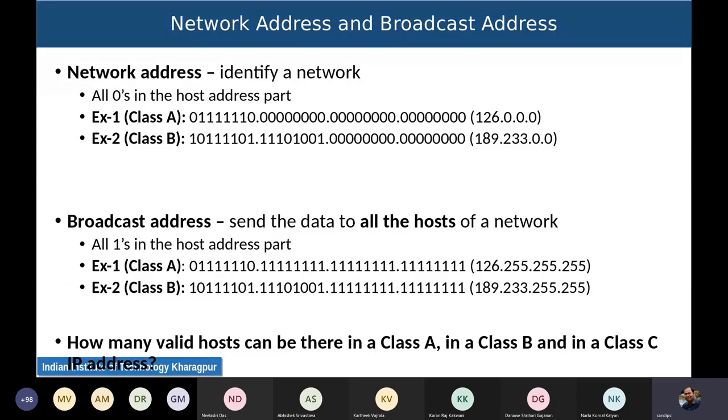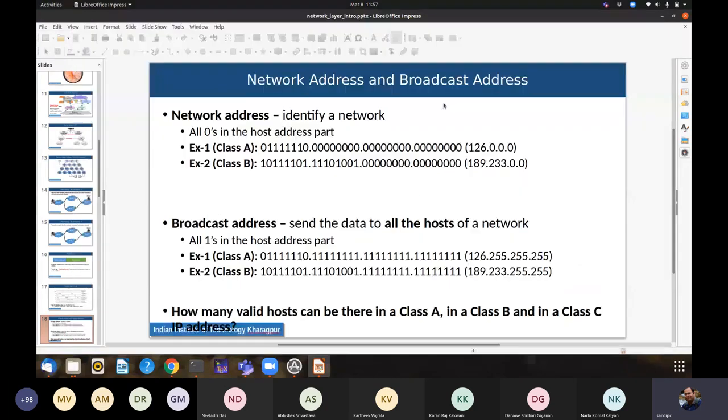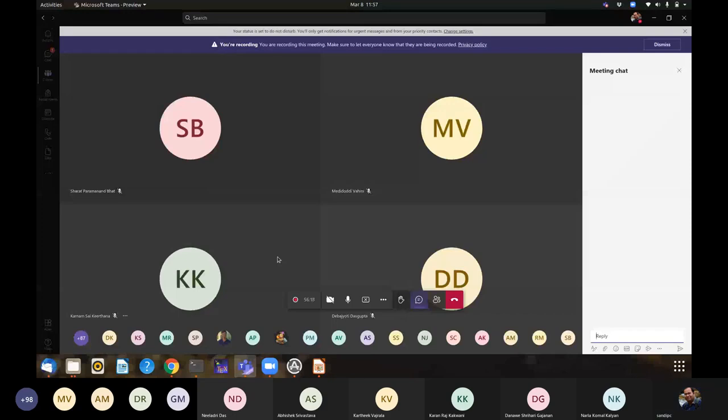Any doubt up to this point, this concept of classful addressing and the corresponding idea of network IP and broadcast IP? Okay, I do not see any question from anyone else. So I hope things are clear to you up to this point.